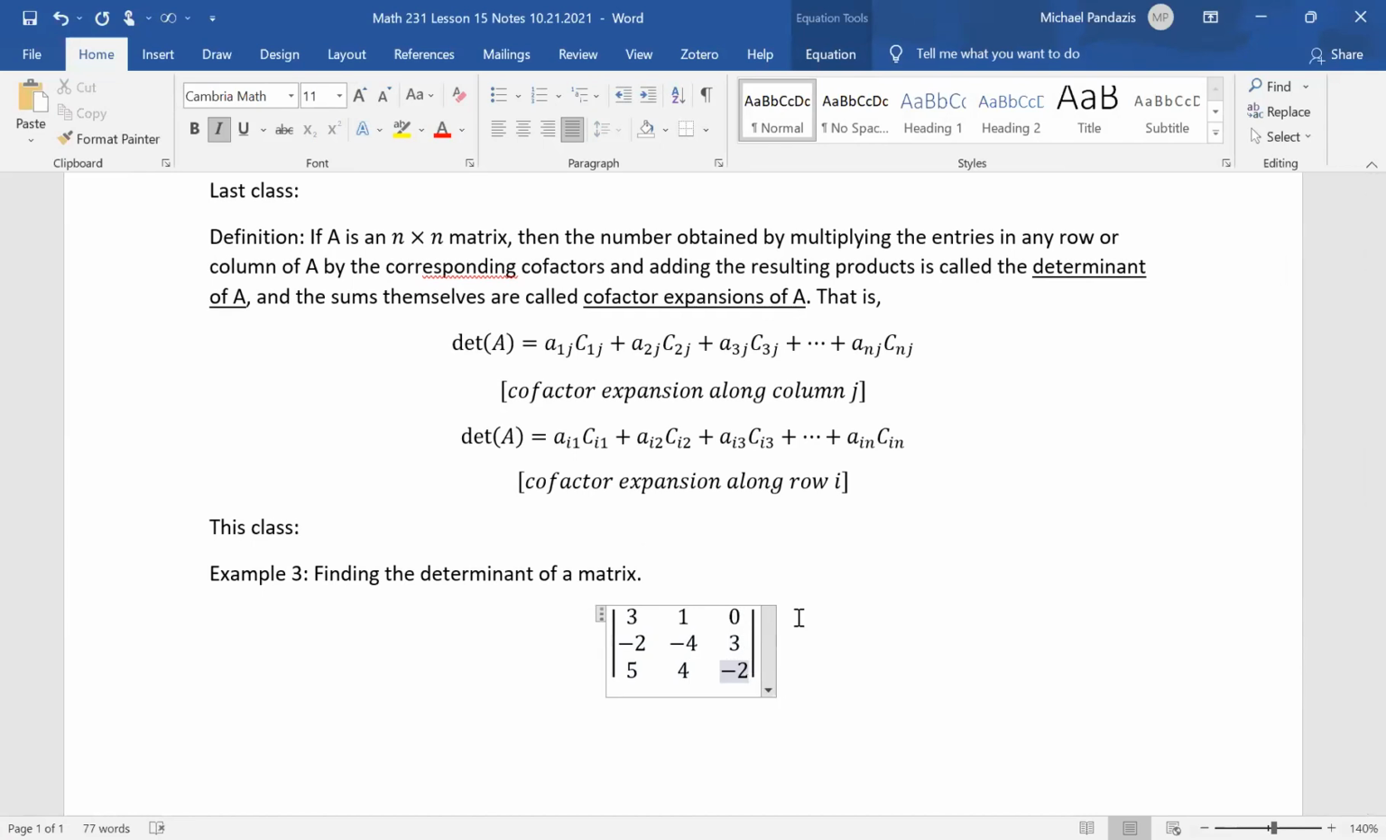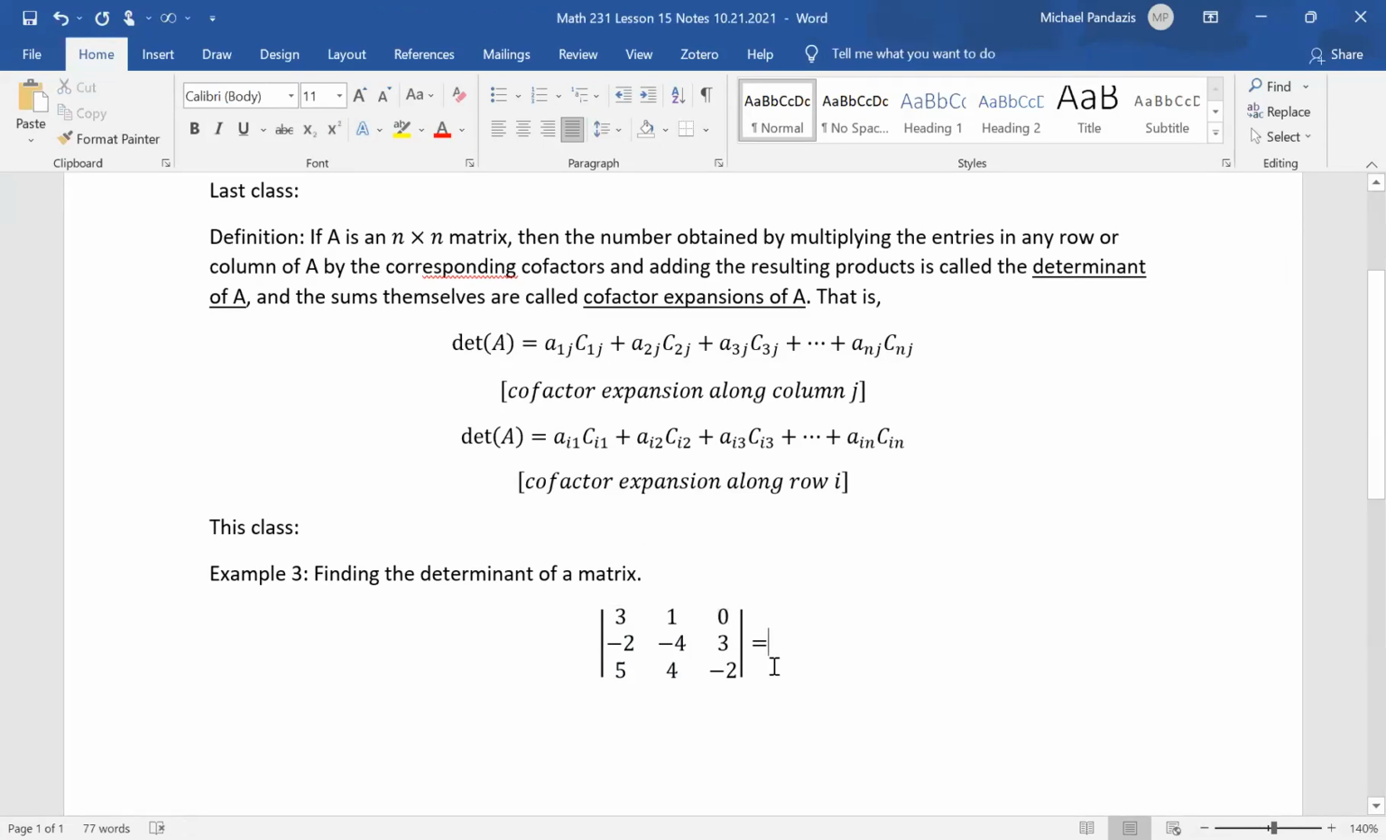Okay, notice that you always want to make your life as easy as possible where you can. If you can choose any row or any column, notice that there's a 0 in the first row. Zeros make computations easier. So I chose row 1 because it has a 0. I could have also chosen column 3 because the 0 is also in column 3, but I chose row 1.